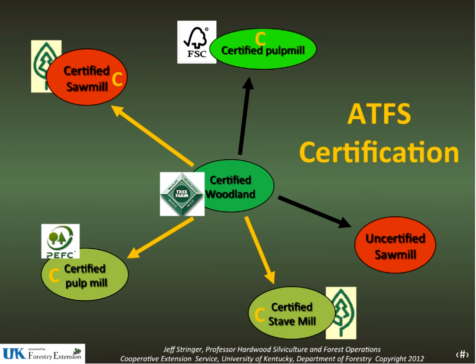So at the top you have a certified pulp mill that has an FSC certificate, for example. And if you go counterclockwise, you see a certified sawmill that has an SFI certificate. And you have a certified pulp mill that has a PEFC certificate. And a certified mill maybe that has an SFI certificate. And then you've got, of course, uncertified sawmills and uncertified mills as well. And so the material can go anywhere.